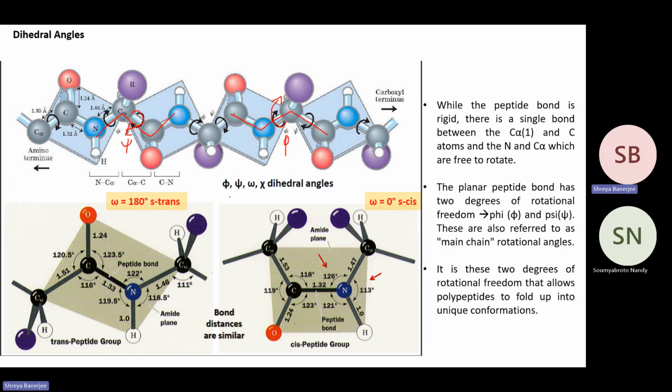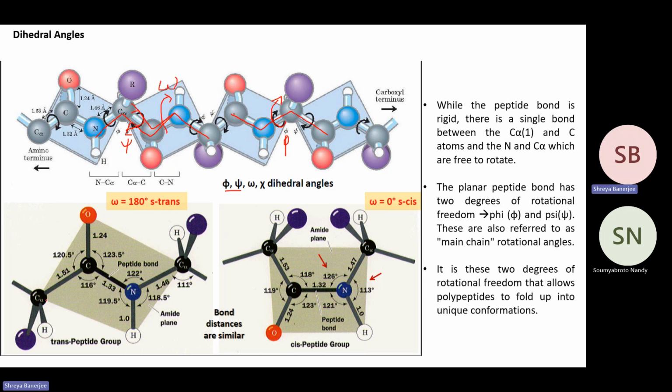These are the two important dihedral angles. Another is omega, which is basically what we saw in cis and trans. If you go from C alpha to CO to N to C alpha, that is rotation along the peptide bond, that is the omega dihedral angle.